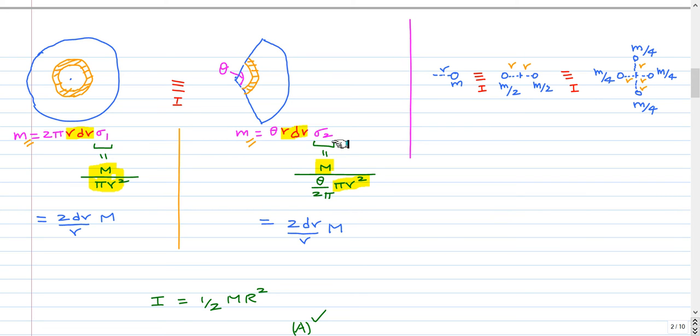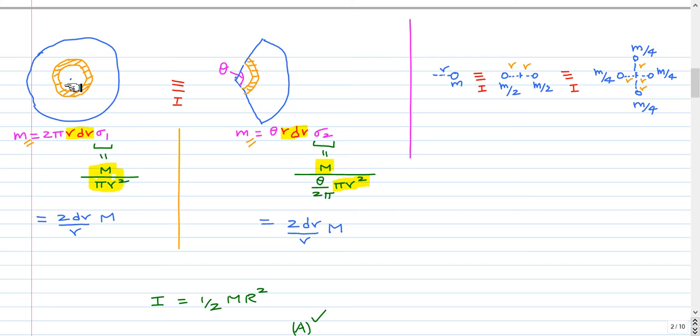The surface density sigma 1 in the first case is total mass divided by the total surface area, which is pi r square. In the second case, total mass divided by the area of the sector, which is the fraction theta by 2 pi into pi r square. So simplifying, we get the mass of this ring as 2 dr by r into m, and the mass of this sector is also 2 dr by r into m. So the mass distribution of this disc and the sector which has got the same mass is same.